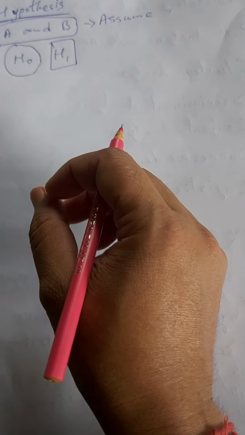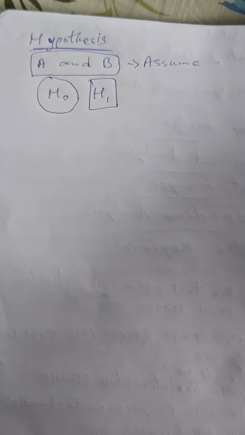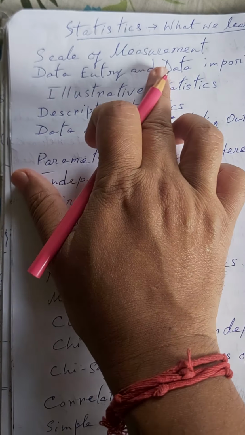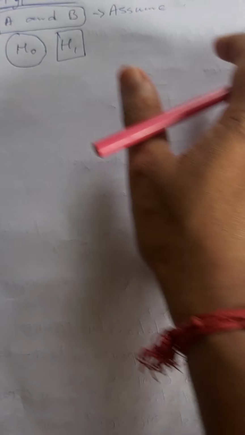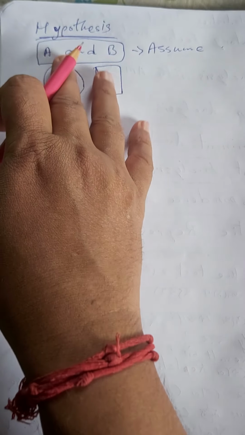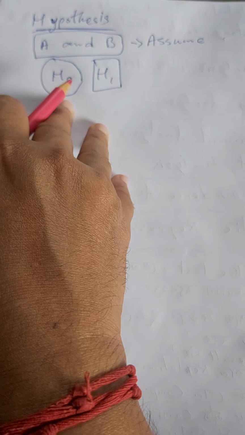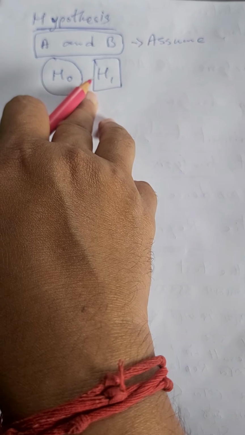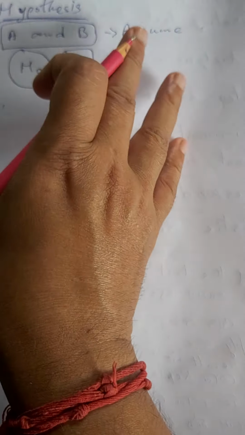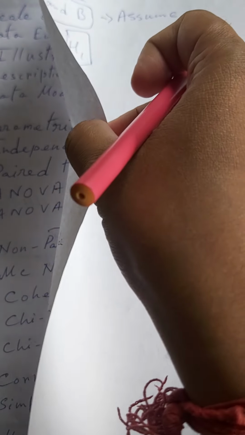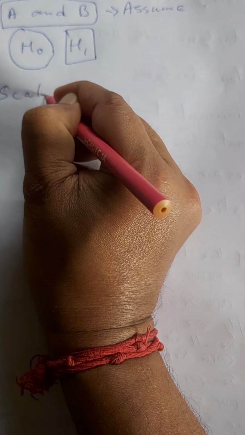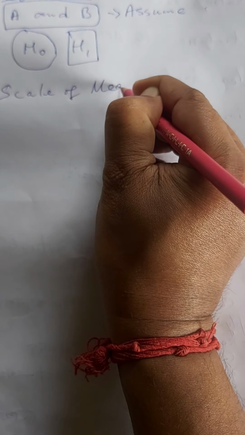Okay, this is clear. Well, now let's discuss the first thing: scale of measurement. We will conduct any test to solve this hypothesis. So hypothesis is very important. I will explain it in the hypothesis video. Well, I will just give you a brief idea about these tests, not all, but something like scale of measurement.